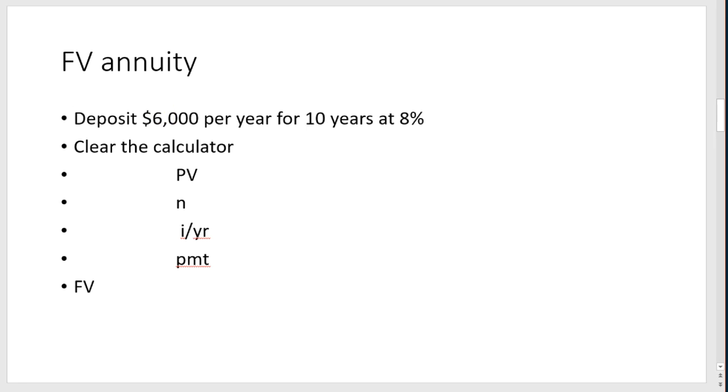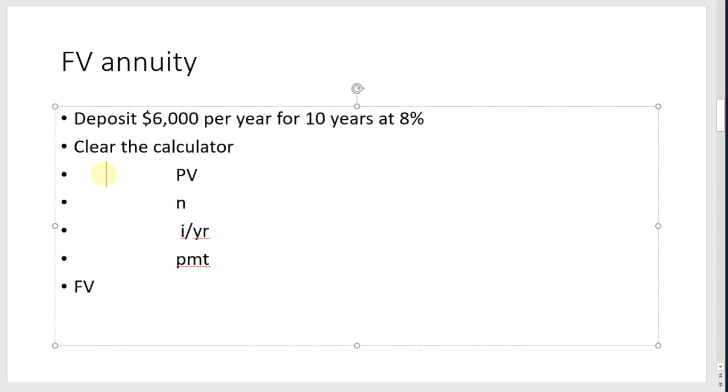Let's look at the future value now of an annuity. So the idea of an annuity is that there is a yearly deposit of money. Deposits are assumed to be made at the end of the year. So we're going to deposit $6,000 per year for 10 years and earn 8%. So let's clear the calculator. Second function and clear, and you will have cleared your calculator.